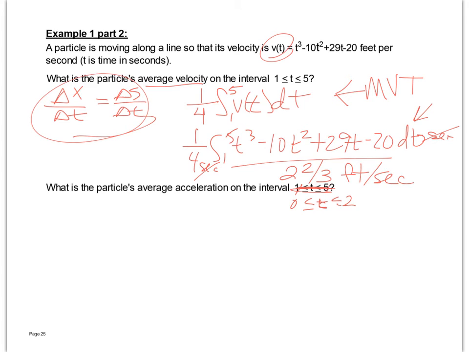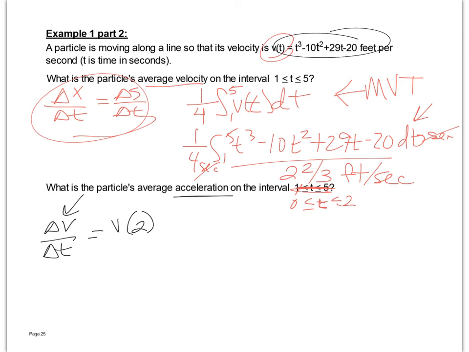so bear with me here. If I want to find the average acceleration, that's a little bit different now. Our old way, just like before, was delta V over delta T, and I've got V, so I can find delta V. In other words, I have to do V of 2 minus V of 0 divided by 2 minus 0. It's just slope, right? Average acceleration is the average rate of change of velocity, so we have to find the slope of the secant line.